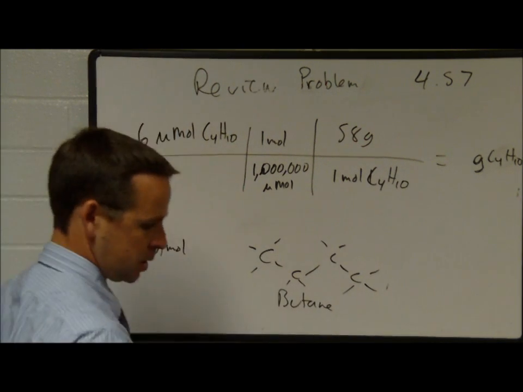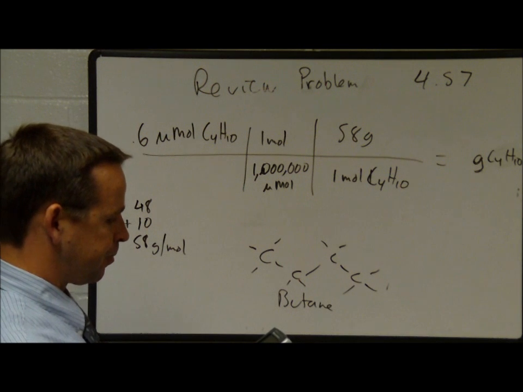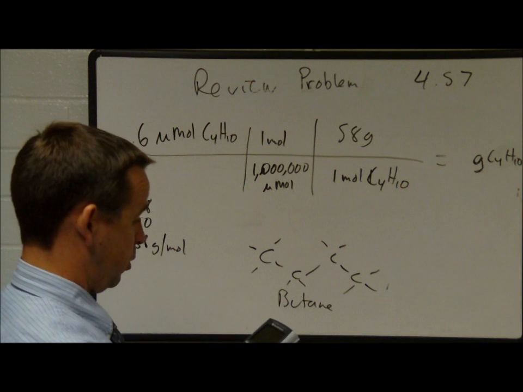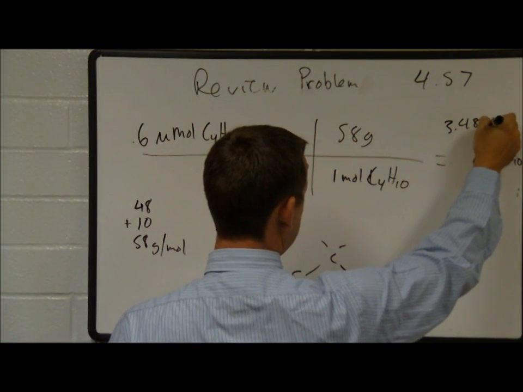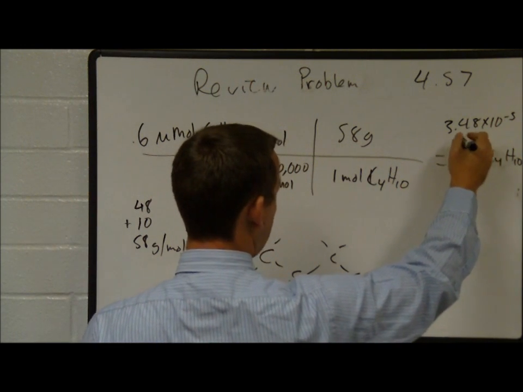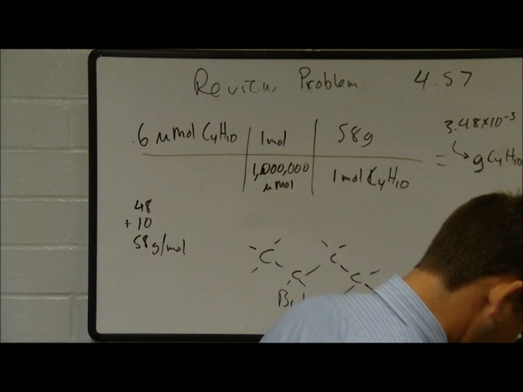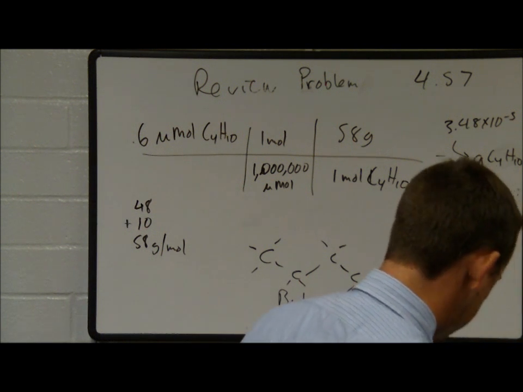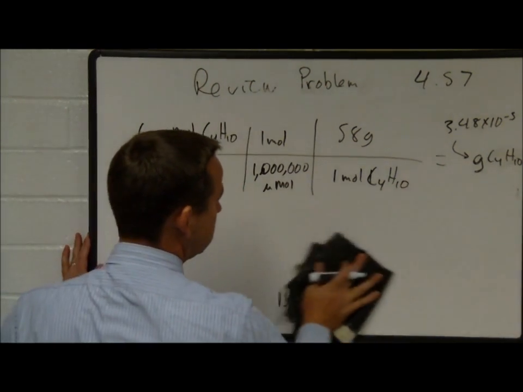So if we take 0.6 divided by 1,000,000 times 58, I'm looking at 3.48 times 10 to the minus 5 mole, or grams of butane. Okay, 457. And they got 3.49 times 10 to the minus 5. So good. All right, so that's that one.